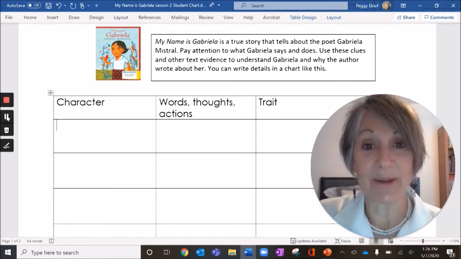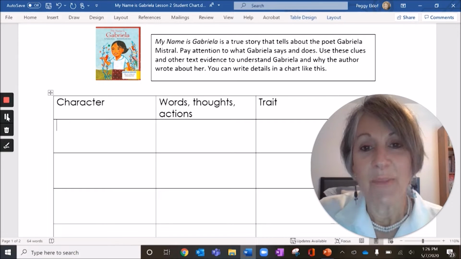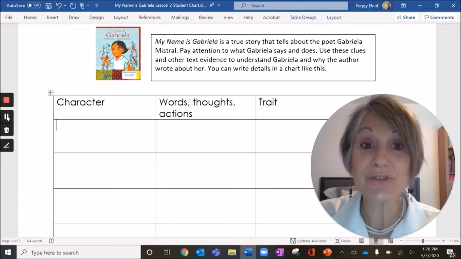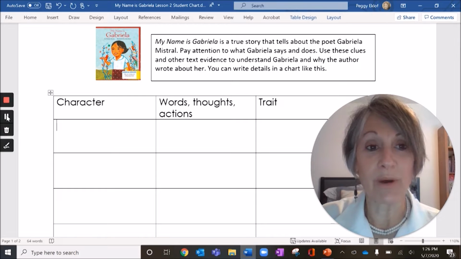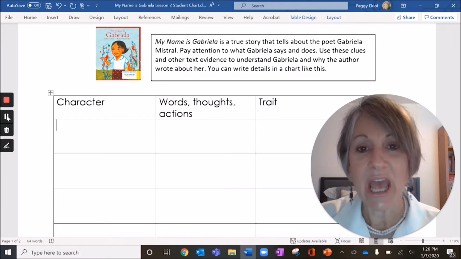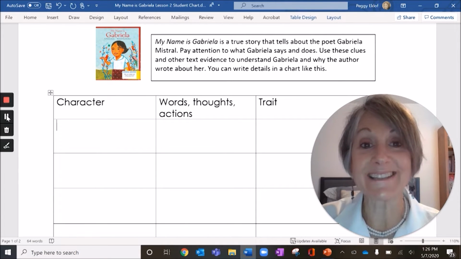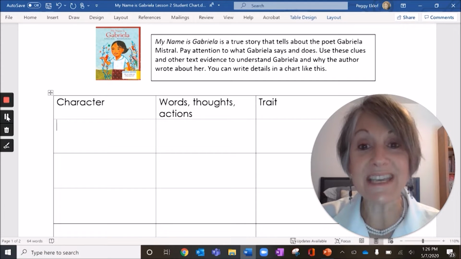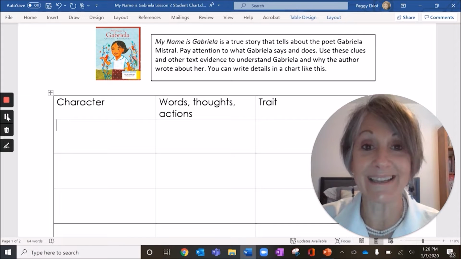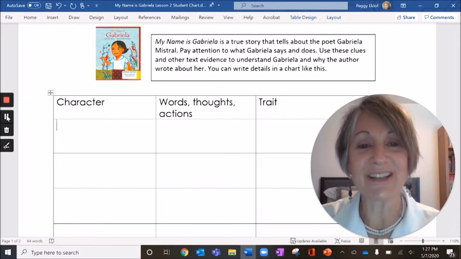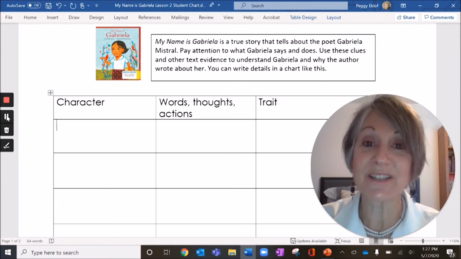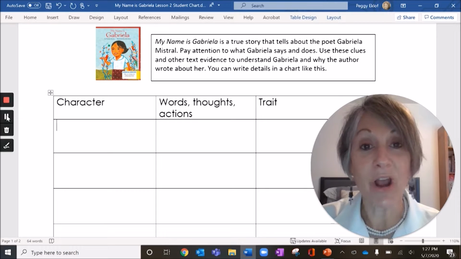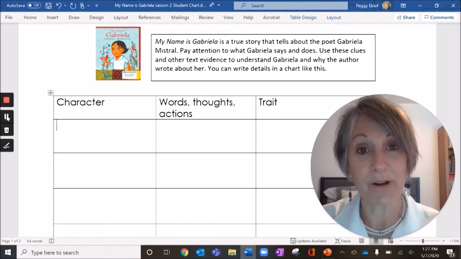Let's look one more time at our purpose for today. My Name is Gabriela is a true story that tells about the poet Gabriela Mistral. Pay attention to what Gabriela says and does. Use these clues and other text evidence to understand Gabriela and why the author wrote about her. You can write details in a chart like this. Now remember, you don't have to have this particular chart. You can make your own graphic organizer on your sheet of paper.